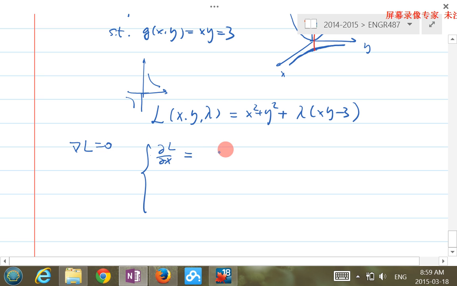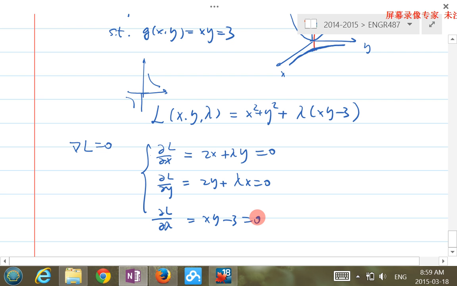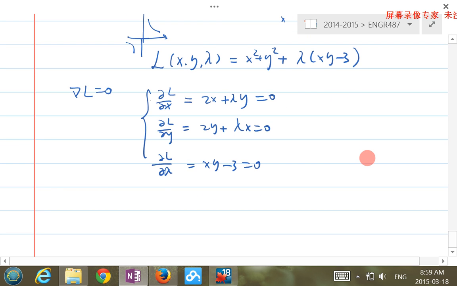First one is this. Second one is this. The last one is the constraint. So three equations, three unknowns. You should be able to solve, but they're not linear. They're non-linear a lot of the time, so solving this kind of thing sometimes needs a little bit of examination.